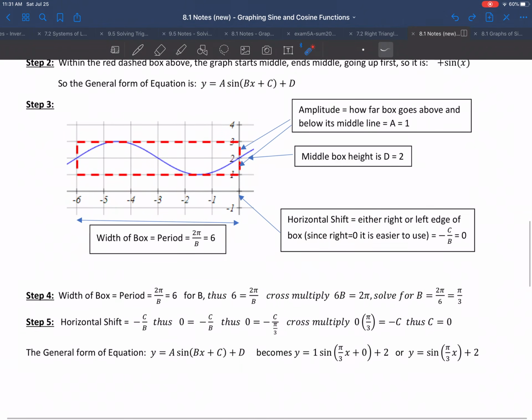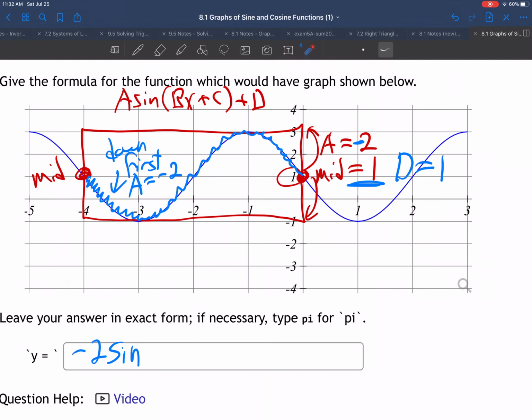Well, we've been on step 3. We got the middle, we got the A. Now figure out the width of the box. From edge to edge, the width of the box, where they have an arrow right there, is the period, which is 2 pi over b. So let's go back and do that.